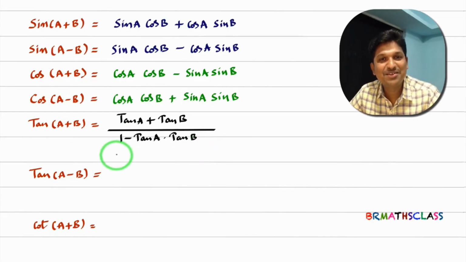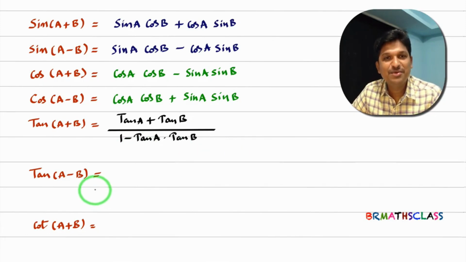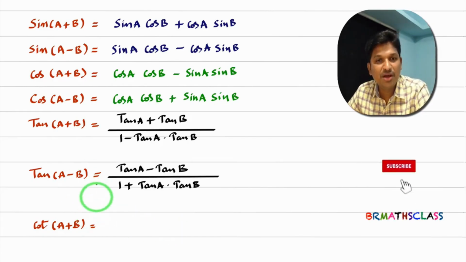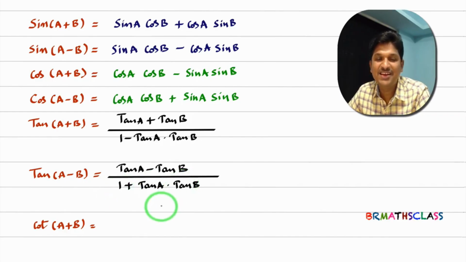What is tan A plus B? Tan A plus tan B divided by 1 minus tan A into tan B. Okay. Now tan A minus B formula. Tan A minus B formula is similar to tan A plus B, only plus minus changes will be there. Tan A minus B formula: tan A minus tan B divided by 1 plus tan A tan B.